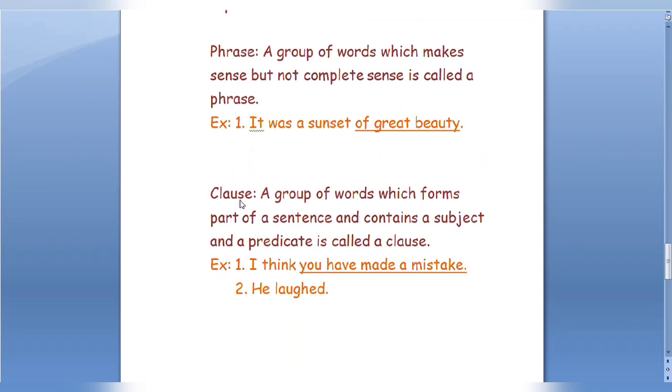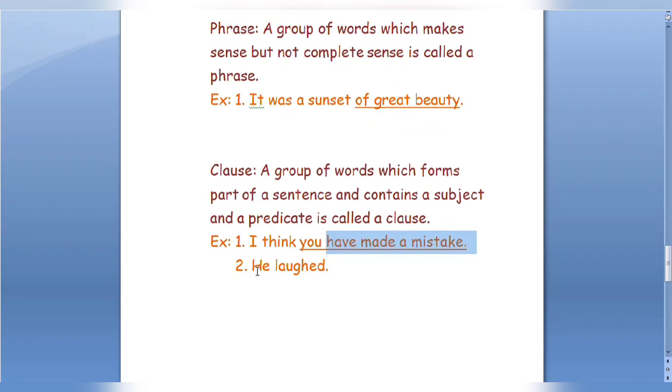Next, look at this. Clause, a group of words which forms part of a sentence and contains a subject and a predicate is called a clause. See, now look at the example. I think you have made a mistake. So now you here is the subject. I'm just considering this part of the sentence, that is, you have made a mistake. So you here is the subject. Okay, we are talking about you. And what is it telling? Have made a mistake. So it contains a subject as well as a predicate, right? So this is a clause. You have made a mistake is a clause.